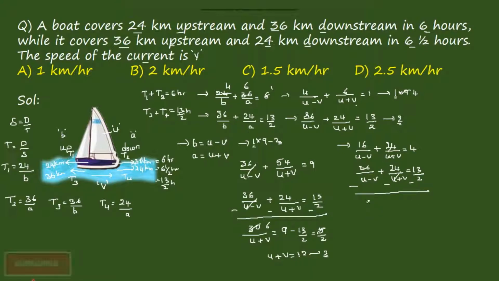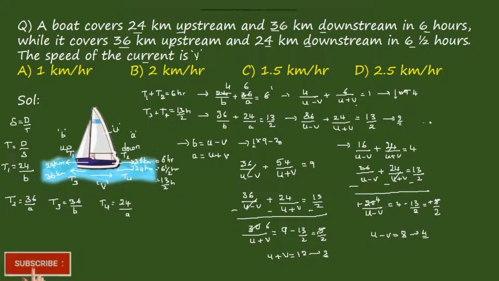It becomes 20 by U minus V is equal to 4 minus 13 by 2, which is equal to minus 5 by 2. Minus minus get cancelled. It becomes 1, and it goes minus 4. Then we got U minus V is equal to 8. Consider this one as the fourth equation.